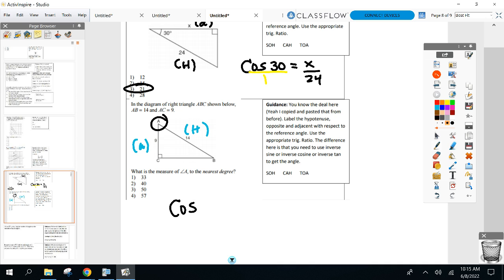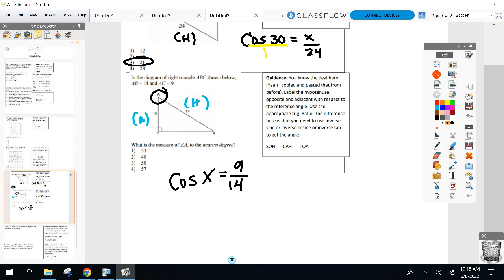Cosine. What do I plug in for the angle now? I plugged in 30 on the last problem here. x, or A, because we're finding angle A, it's up to you. x equals adjacent side 9 over hypotenuse 14. We do not cross multiply here. When you find an angle, we do not cross multiply.